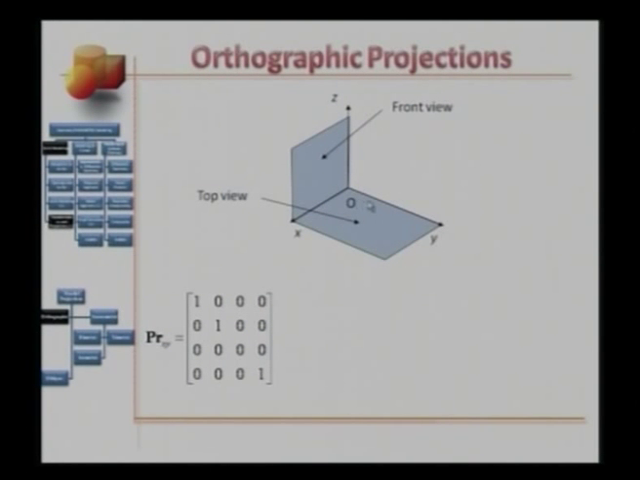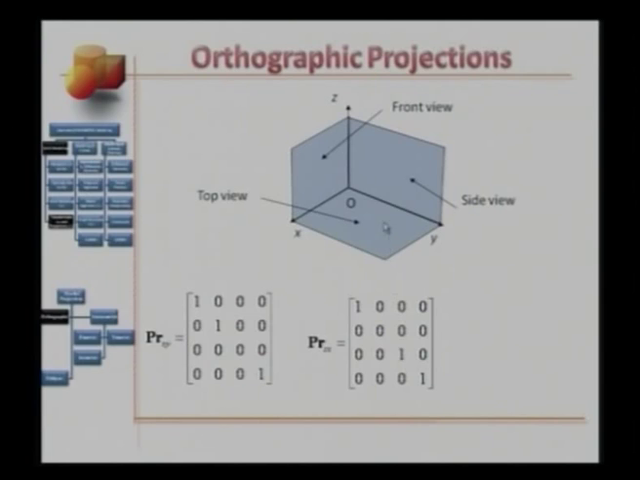Imagine now that the object is here, and you're looking at this object from this side along the negative y-axis. This plane here will be the front view. The corresponding projection matrix PR sub ZX will be given by 1, 0, 0, 0, 0, 0, 0, 0. Notice now that all the y coordinates are 0, 0, 0, 1, 0, 0, 0, 0, 1.